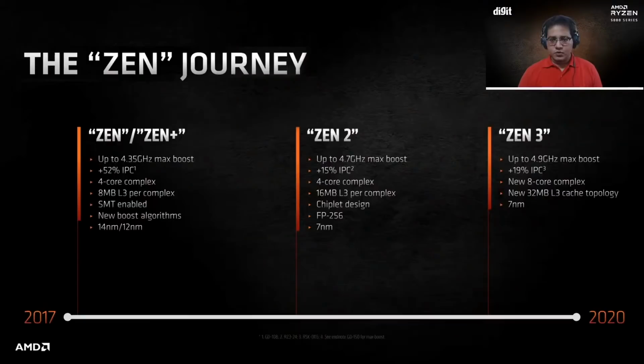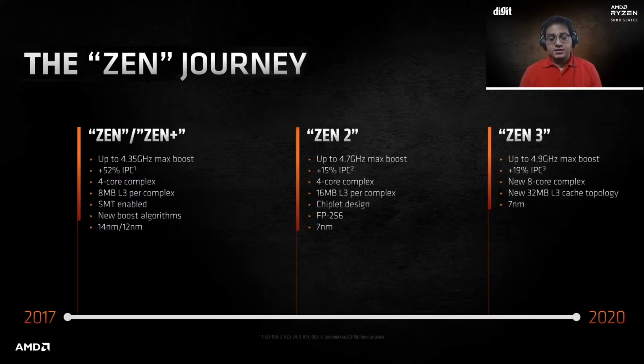So we're starting off by looking at the journey of AMD's Zen microarchitecture. It started off back in 2017 with the first Ryzen 1000 series of processors, which were all on the 14 nanometer FinFET process by TSMC. This was followed by Zen Plus, which moved to the 12 nanometer process, which was a bit more power efficient.